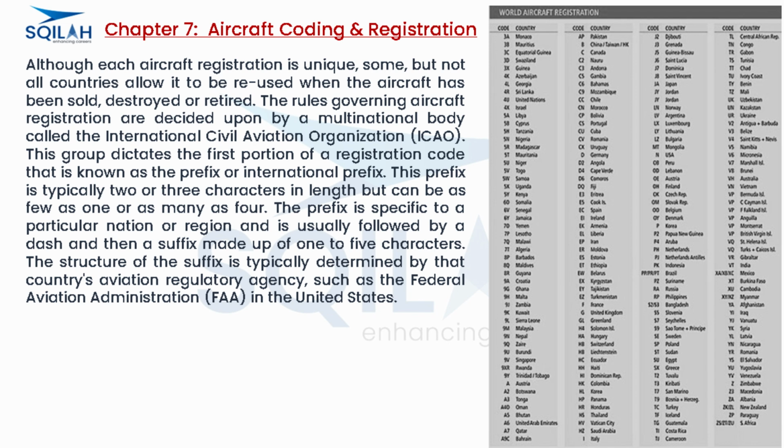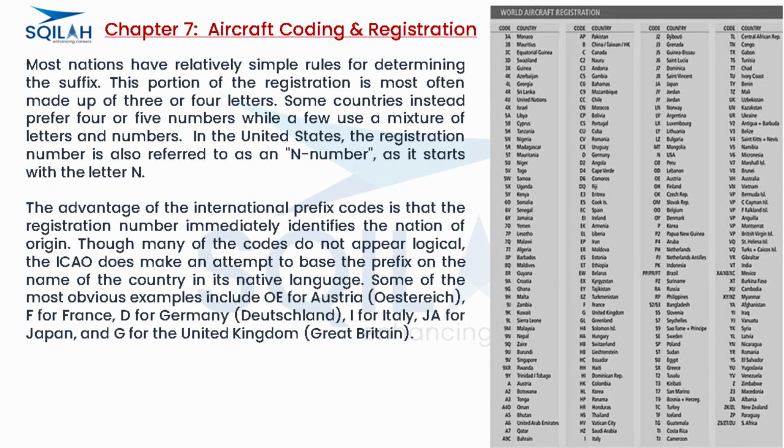The structure of the suffix is typically determined by that country's aviation regulatory agency, such as the Federal Aviation Administration, FAA, in the United States. Most nations have relatively simple rules for determining the suffix. This portion of the registration is most often made up of 3 or 4 letters. Some countries instead prefer 4 or 5 numbers, while a few use a mixture of letters and numbers.